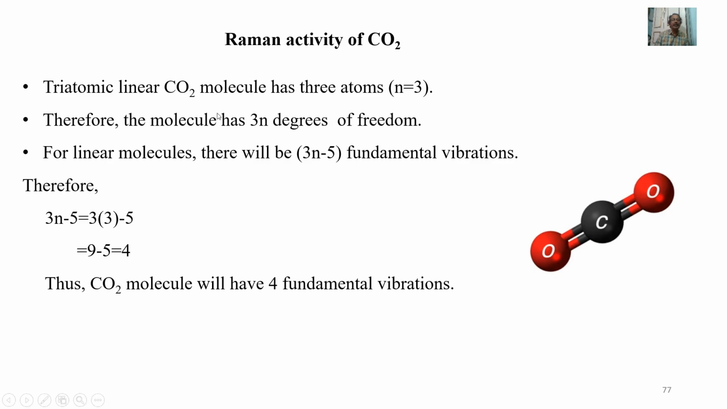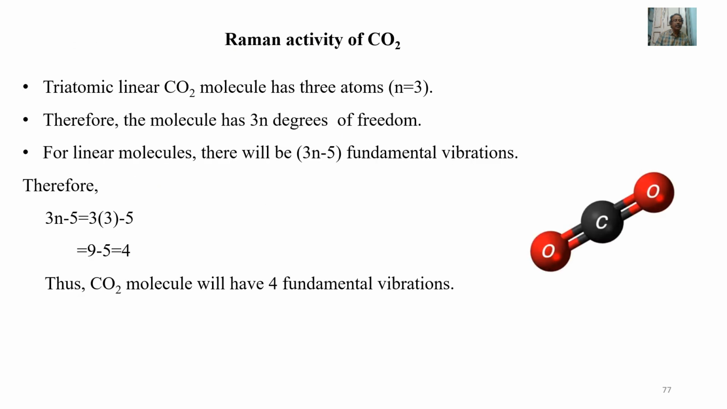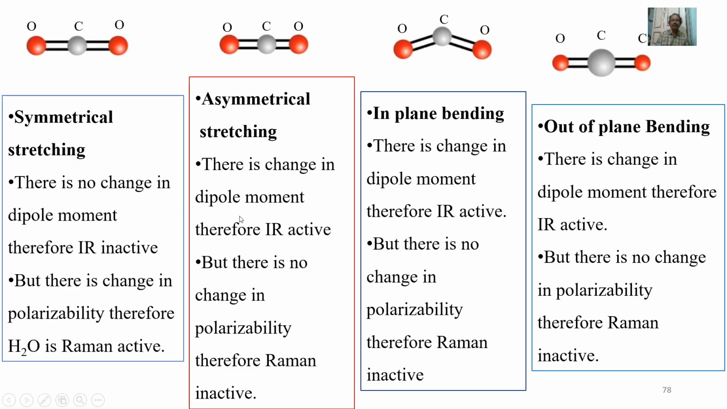The triatomic linear CO2 molecule has 3 atoms, n equals 3. Therefore, the molecule has 3n degrees of freedom. For linear molecules, there will be 3n minus 5 fundamental vibrations. Therefore, 3n minus 5 gives us 9 minus 5, which is equal to 4. Thus the CO2 molecule will have 4 fundamental vibrations. So, these are the 4 fundamental vibrations.